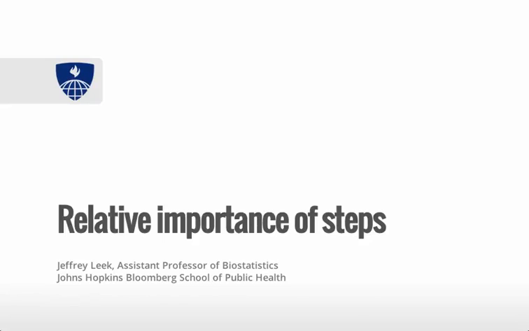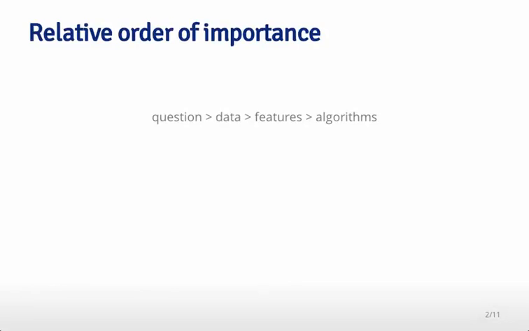This lecture is about the trade-offs and the different components of building a machine learning algorithm. So remember from the previous lecture that we talked about the different components of building a machine learning algorithm, and we started off with a question. So this is the question we're trying to answer, and we try to make it as concrete as possible.